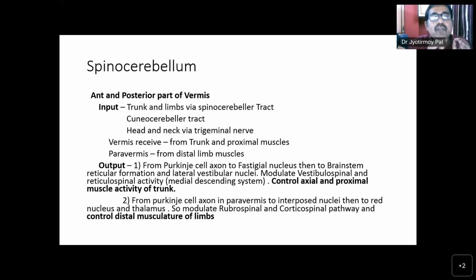The second function is from the vermis, where some of the fibers reach the rubrospinal tract, then the thalamus, then the corticospinal tract via the premotor cortex. In this way, the vermis also controls the distal musculature of the limb to some extent, but the basic duty is the axial and proximal muscle activity of the trunk, so it is responsible for gait and stance. So in a vermis lesion, we basically get gait abnormality.